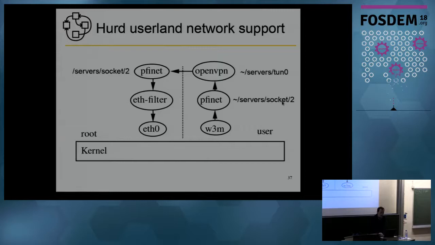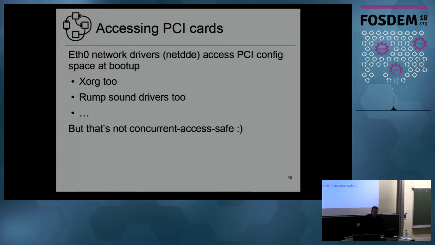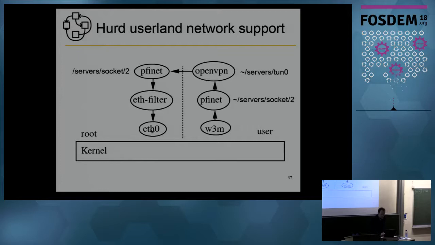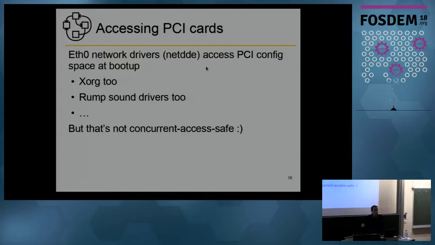So, about PCI, the problem we have, which is not too much a problem because we are lucky. The NetDDE driver, so this is called NetDDE, actually accesses PCI and the network PCI cards. For this, it has to access the PCI config space when it starts. But then if you start Xorg, Xorg will need that as well. And then if you start RAMP daemon for getting sound, then you need that as well. So the list can continue. So we need something to make that safe, because PCI config is not thread safe, not concurrent safe.